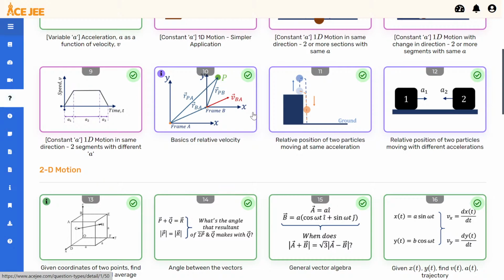Okay, so today we're going to jump into number 10. We're going to get into the basics of relative velocity. So let's get started.